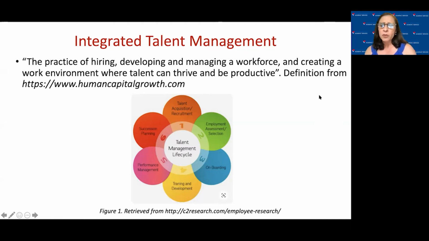And so we use this definition from Human Capital Growth: the practice of hiring, developing, and managing a workforce by creating a work environment where talent can thrive and be productive. And you can see there are 6 stages. This is one example of a talent management life cycle. There are different examples out here.